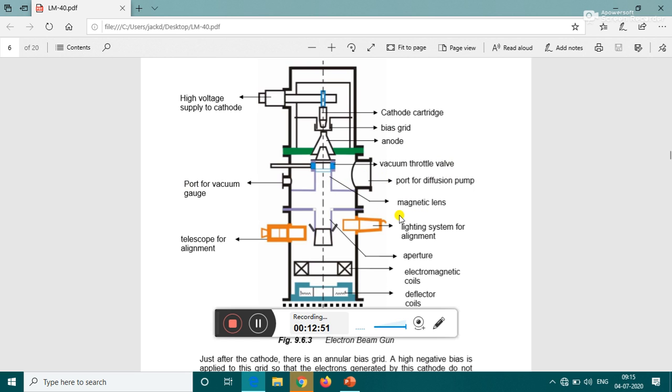Then you have the magnetic lens, and then the illumination or lighting system for alignment and the telescope for alignment. These two are used for aligning the electron beam with the workpiece. Then you have the aperture to collect stray electrons. Then you have the electromagnetic coils, mainly to focus the electron beam on the workpiece. Then you have deflector coils for slight deflection of the electron beam. So this is the diagram of the electron beam gun.